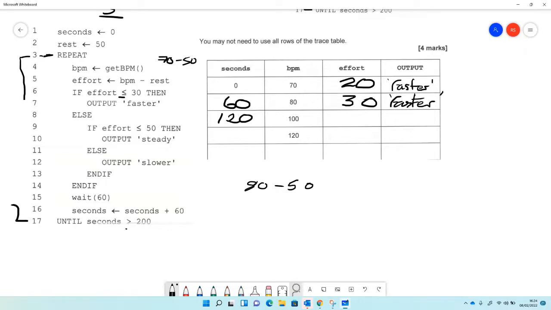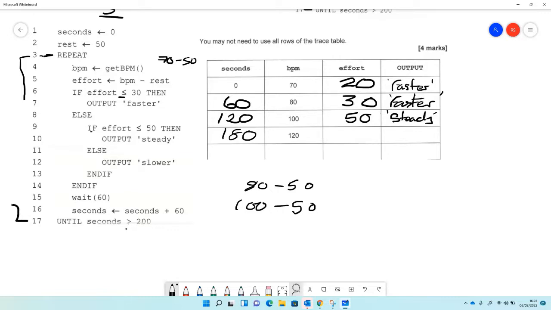The next beats per minute is 100. So 100 minus 50 is 50. If effort is less than or equal to 30, well, no, it isn't. Else if the effort is less than or equal to 50, yes, it is. So we're going to output steady. We output steady there. That else doesn't apply. We go down here, wait 60, seconds gets seconds plus 60. So we're up to 180 seconds now. We're still not over 200, so we're going to go up again.